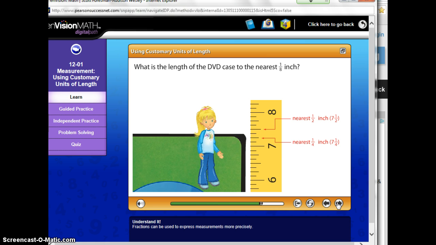Now, what if I said measure that same exact DVD case, but measure it to the nearest 1/8? I'm going to show you the eighths. 1/8, 2/8, 3/8, 4/8, 5/8, 6/8, 7/8, 8/8. What do you think, Sarah? 7 3/8. Thank you for remembering the whole number. It's really important that we know our answer is somewhere between 7 and 8. So 7 and, she said, 3/8. She's correct. 7 3/8 would be our answer.